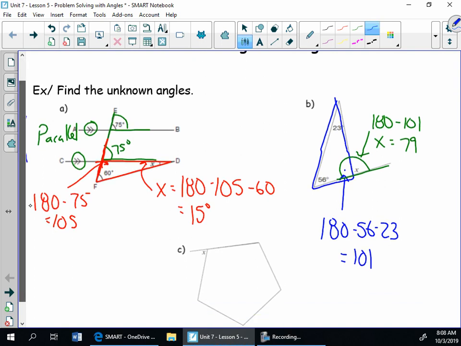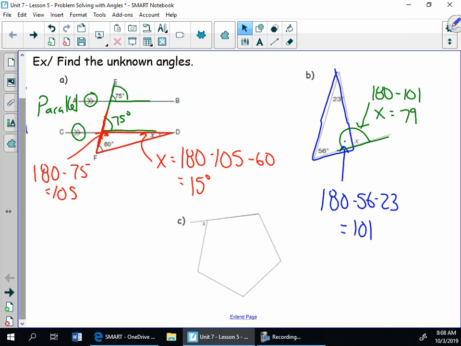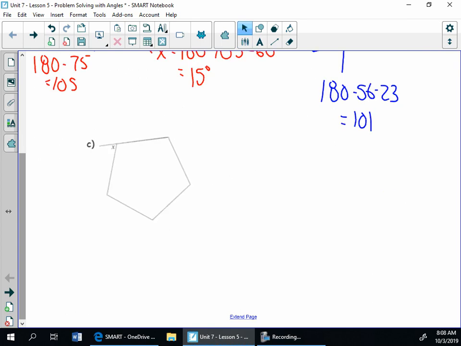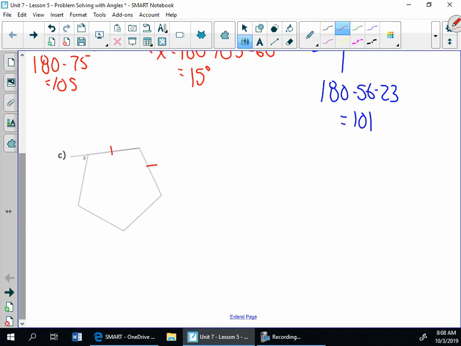All right, let's try part C here. What can we do in C? Ooh, C is a multi-sided shape. What do we do with multi-sided shapes? We count our sides. There are 5 of them. And we had a trick for this, right? Subtract 2 gives us 3 triangles. We know each triangle is worth 180 degrees, so the whole thing has to be 540.